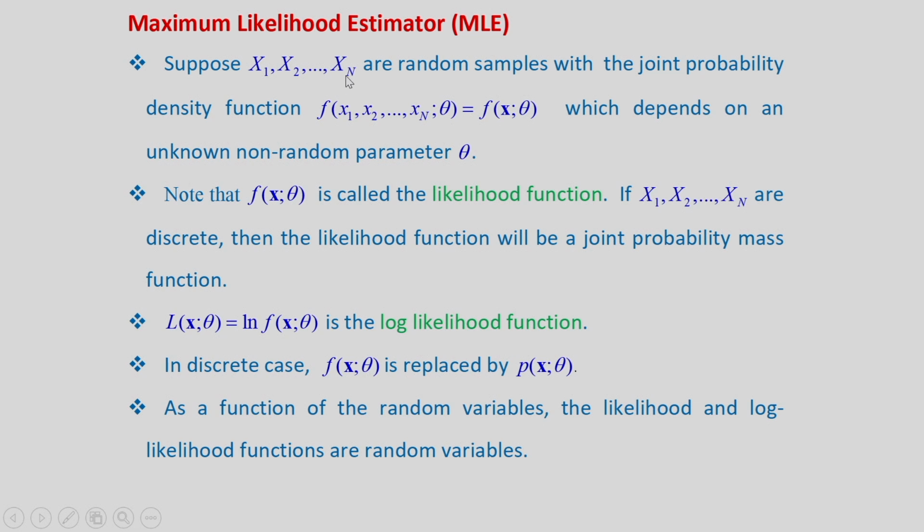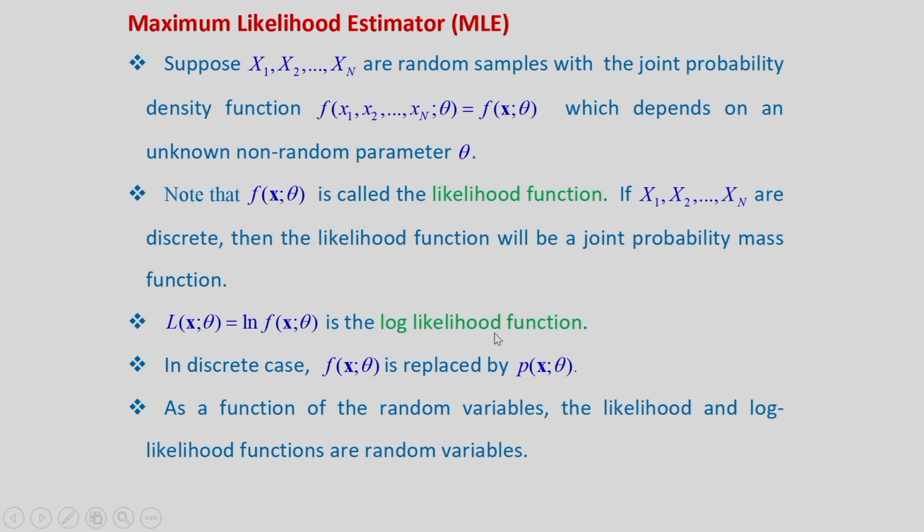Suppose x1, x2 up to xn are random samples with the joint probability density function f of x1, x2 up to xn as a function of theta, and this we write as f of x vector as a function of theta. So, this is the probability density function, and it depends on an unknown non-random parameter theta. Suppose we are considering only the single parameter case, then it depends on an unknown non-random parameter theta. And we know that this f of x theta is called the likelihood function. If x1, x2 up to xn are discrete, then the likelihood function will be a joint probability mass function, that also we know. Now, L of x theta, that is equal to log of f of x theta, is the log likelihood function. In the discrete case, f of x theta is replaced by p of x theta in this expression to find out the log likelihood function.